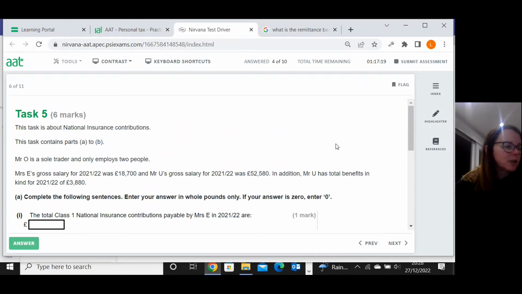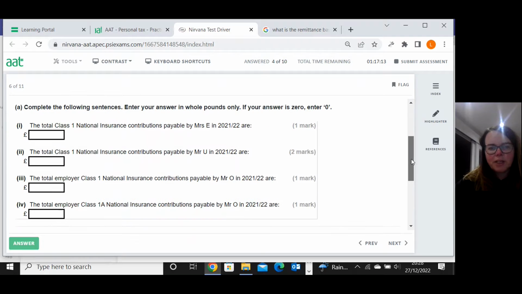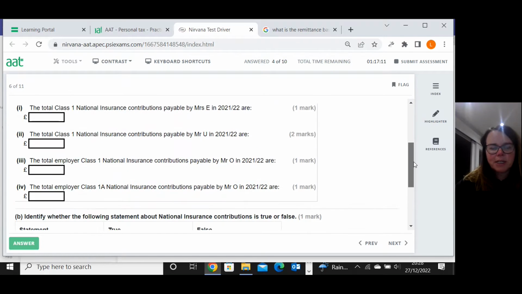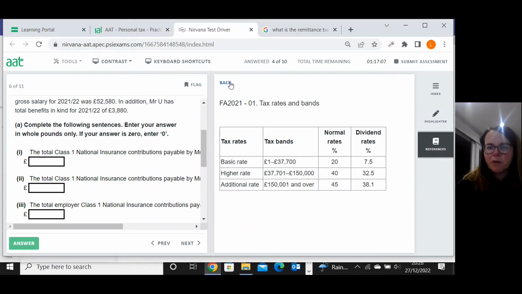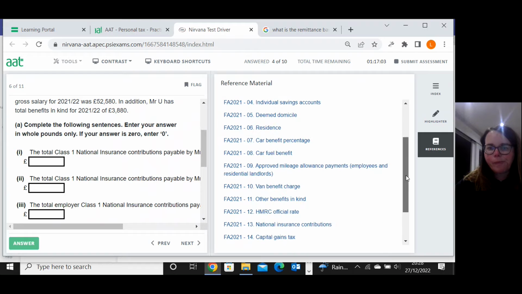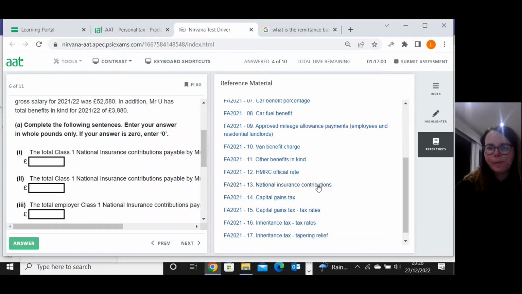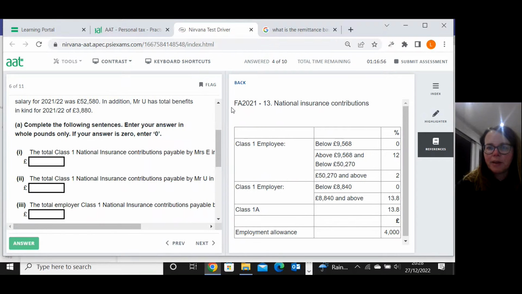So that brings us to task 5, which is on national insurance. So it seems to be quite straightforward national insurance questions in terms of the calculations, especially when you've got this reference material. Okay, so let's just move that there.